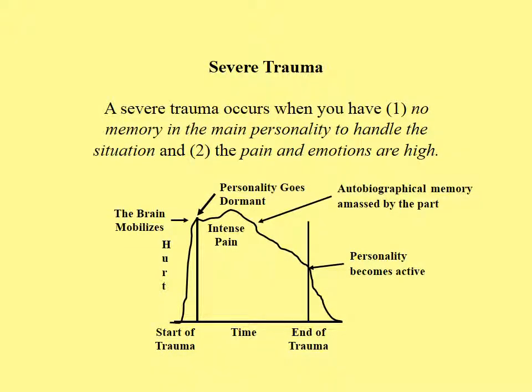Let's look at severe trauma. A severe trauma occurs when you have 1. No memory in the main personality to handle the situation, and 2. The pain and emotions are high.